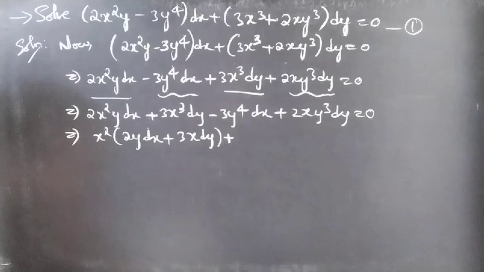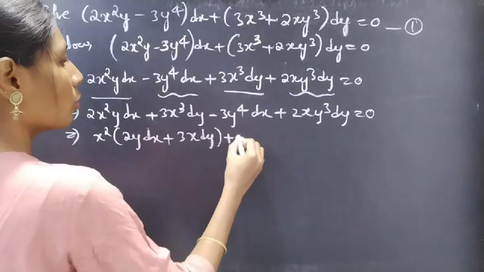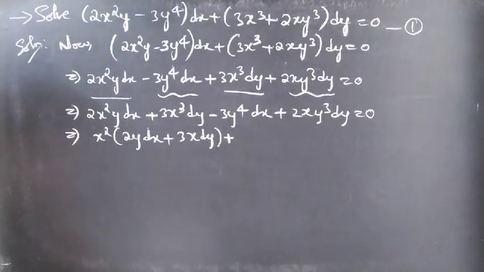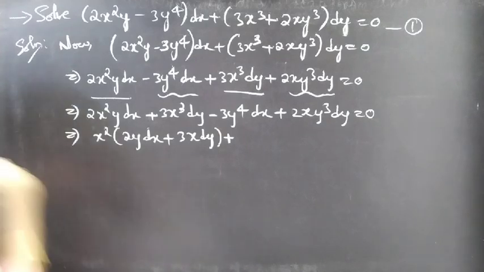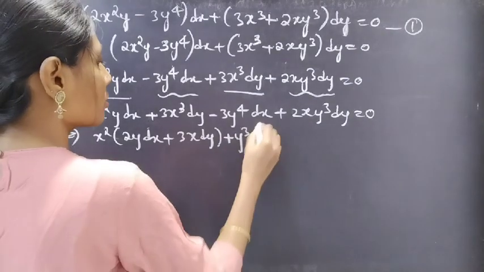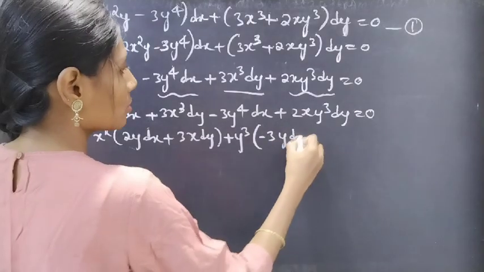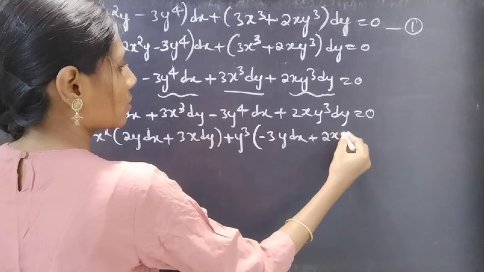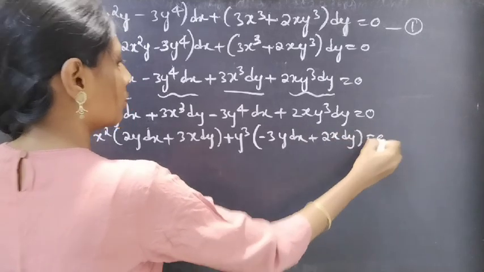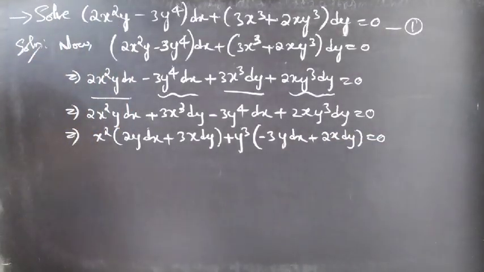Plus, take y cube common here, or minus y cube. Okay, I'll take plus y cube common, so I'll get y cube times (minus 3y dx plus 2x dy) equal to 0.